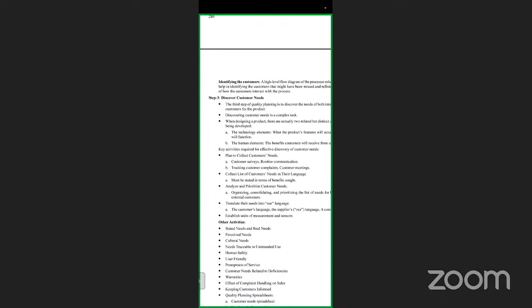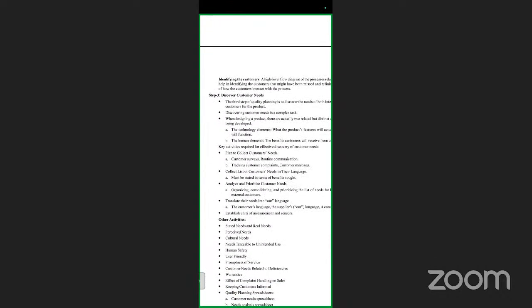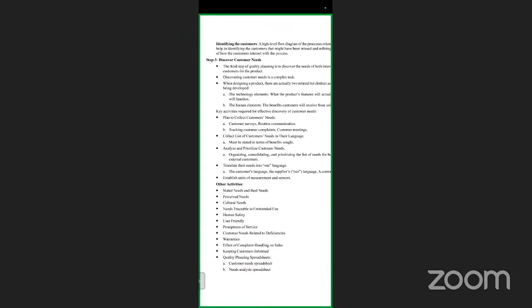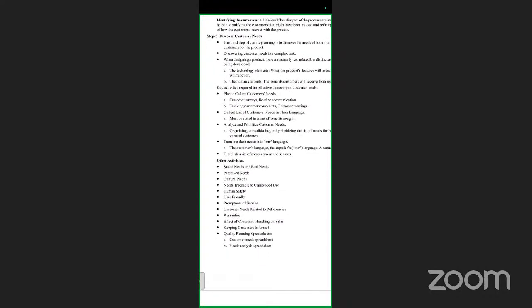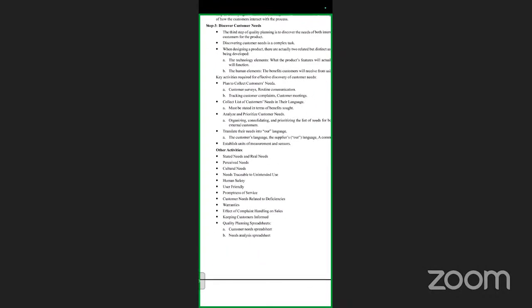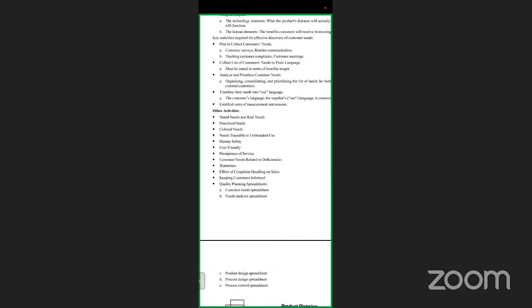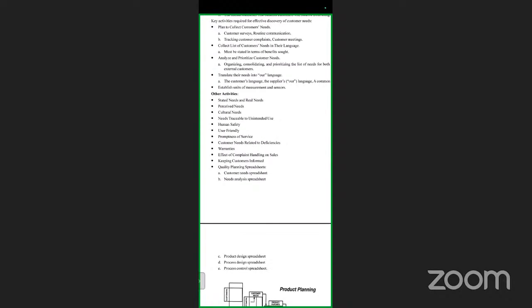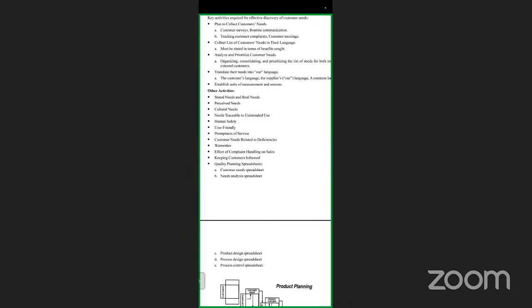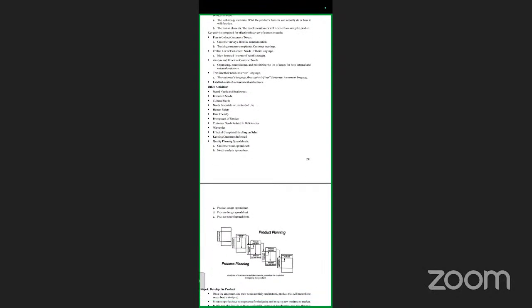External, and discover the customer needs by which they are going to discover the technological element, human element, and the plan to collect the customer needs, like customer surveys, tracking customer complaints and customer meetings, collecting lists of customer needs and their languages, which must be stated in terms of benefits sought, and analyze and prioritize the customer needs, organizing and consolidating, prioritizing the list of needs, both internal and external customer, translating their needs into our language.